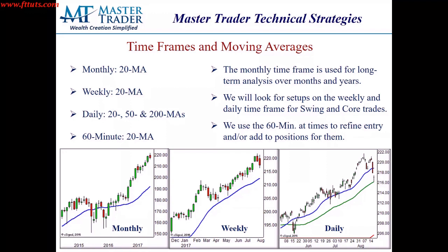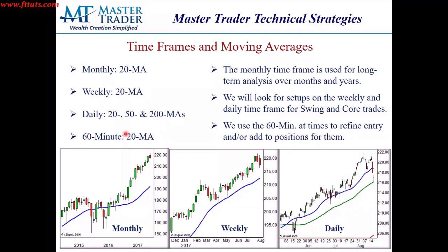So we have choices. As I said, we're going to use a 20-period moving average on all of our time frames. And these are the time frames that we're using for our core type of trading and investing and swing type of trading. So on our monthly time frame, we use that for long-term analysis over months and years. Our weekly, we're going to be looking for setups for swing trades and core trades. We can use the 60-minute to refine at times or add to our positions.